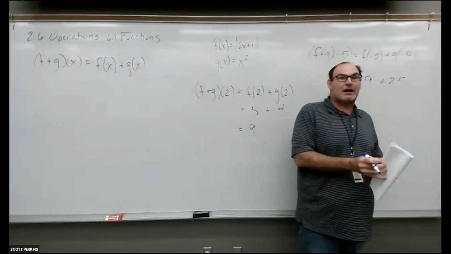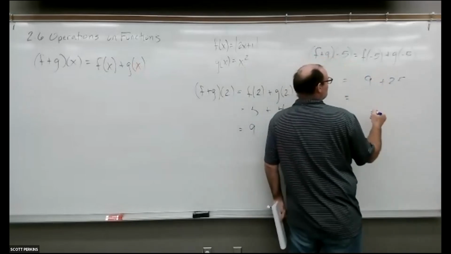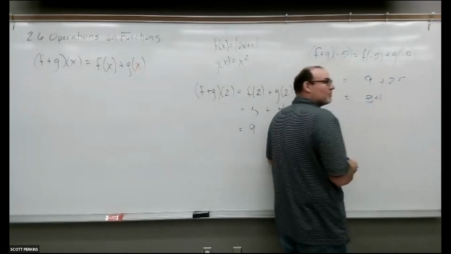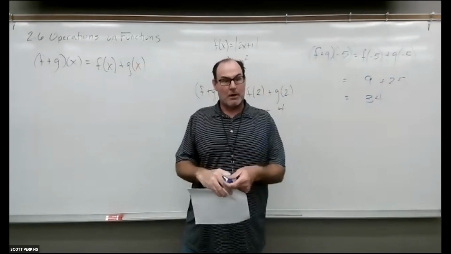Okay, we do not leave that outside. So -5 times -5 gives me 25. So this answer ends up being 34. And that is function addition.